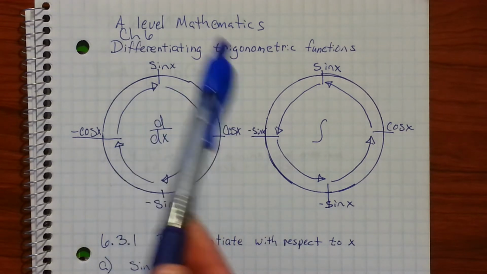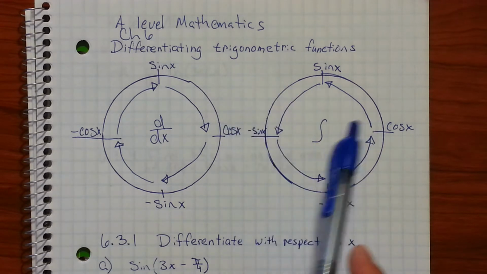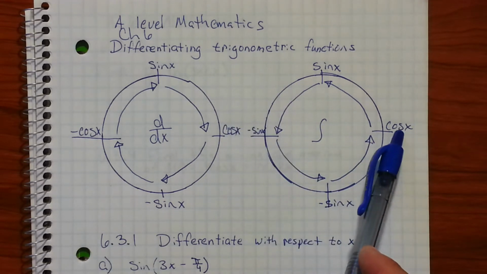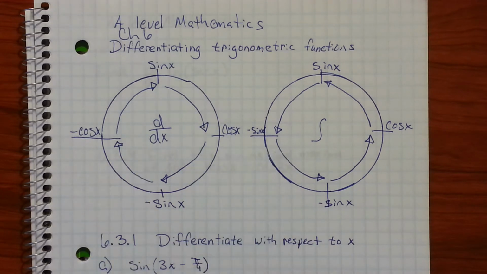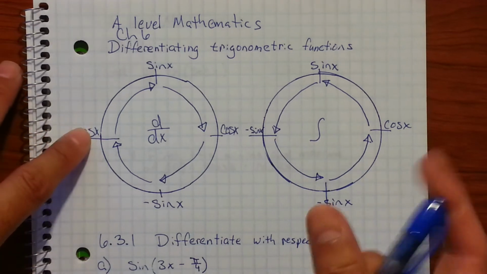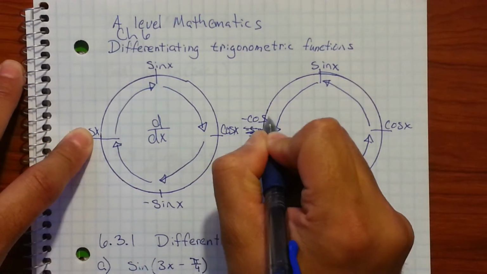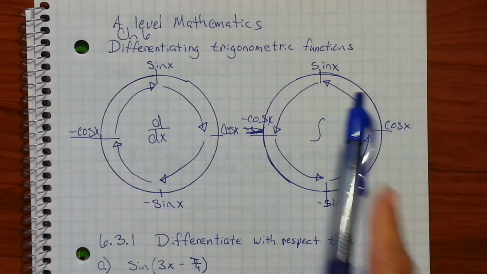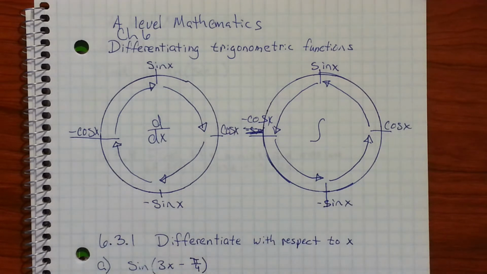Now, for the antiderivative or integral, you actually go in the opposite direction. So if it goes from cosine, it goes to sine, to negative cosine. I have a typo here. So negative cosine. So sine to negative cosine, to negative sine, back to cosine.